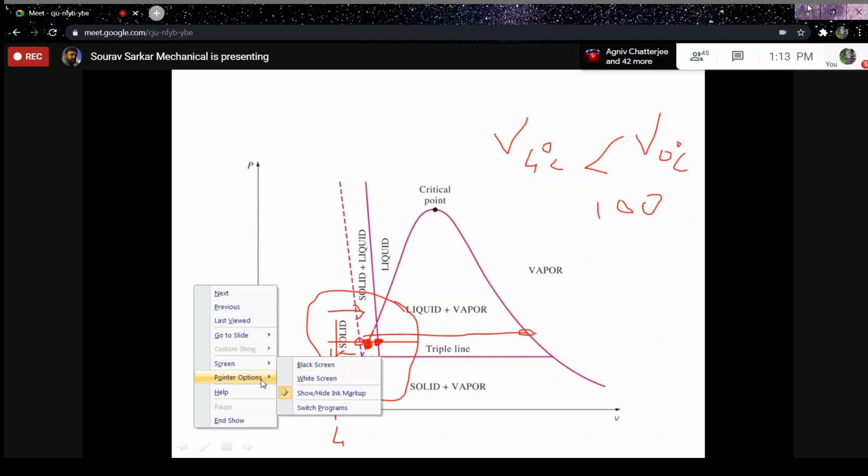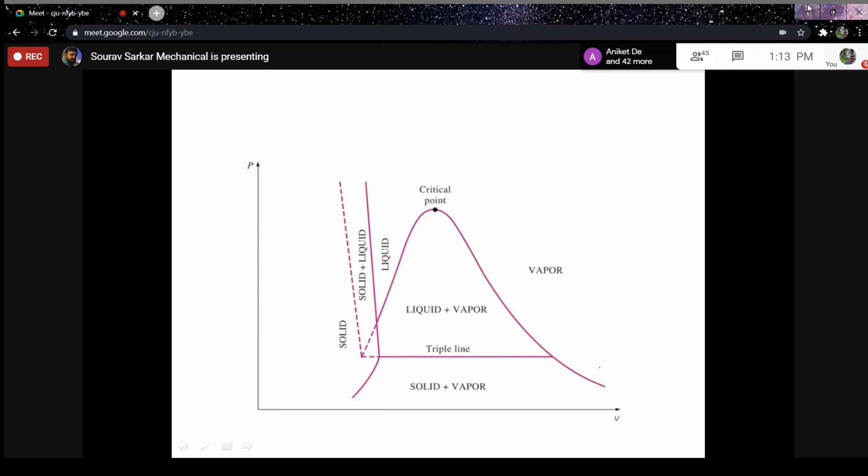Sir, I have a question here. Yeah. Sir, during the melting, that means when ice melts to water, what will be the volume change here? Actually, according to the picture, when ice melts to water at 0 degrees centigrade, the volume increases. But the volume of ice is higher than the volume of water. I am not understanding.